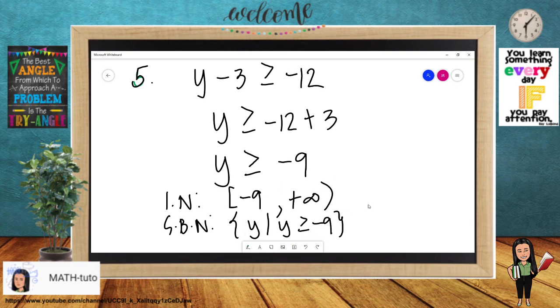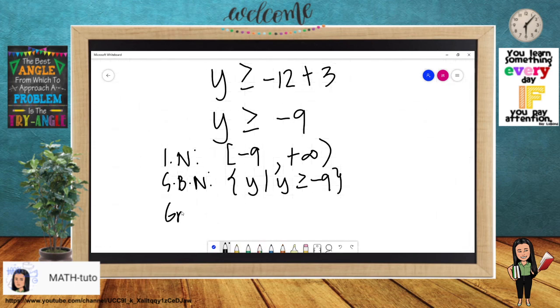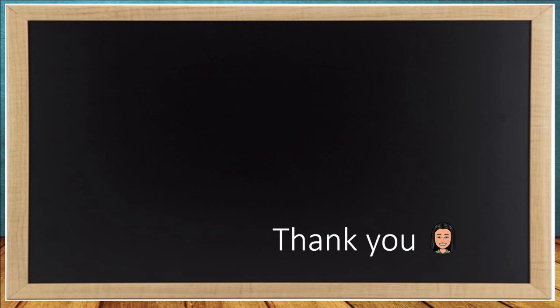And the graph for this inequality or the solution set is negative 9, negative 8, negative 7, negative 6, and so on. Negative 9 is included. So, shaded ang circle. Greater than. So, we shade to the right. Okay? And that is how we solve linear inequality in one variable using addition property of inequality.